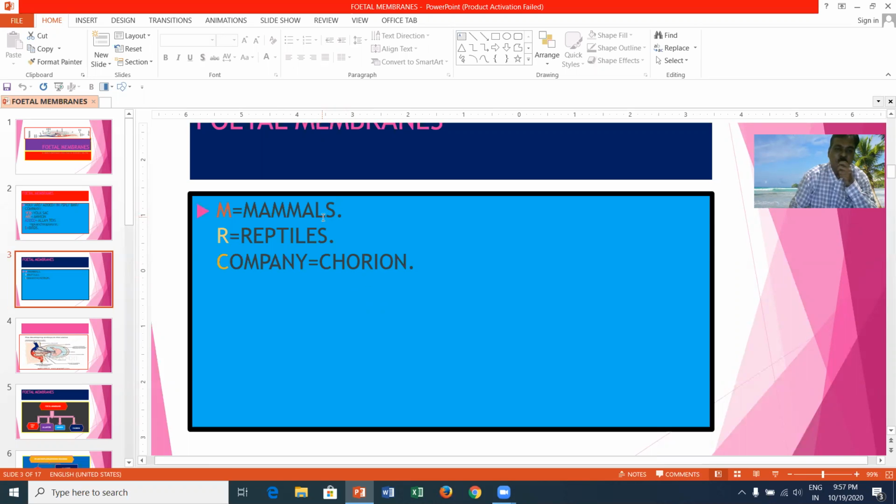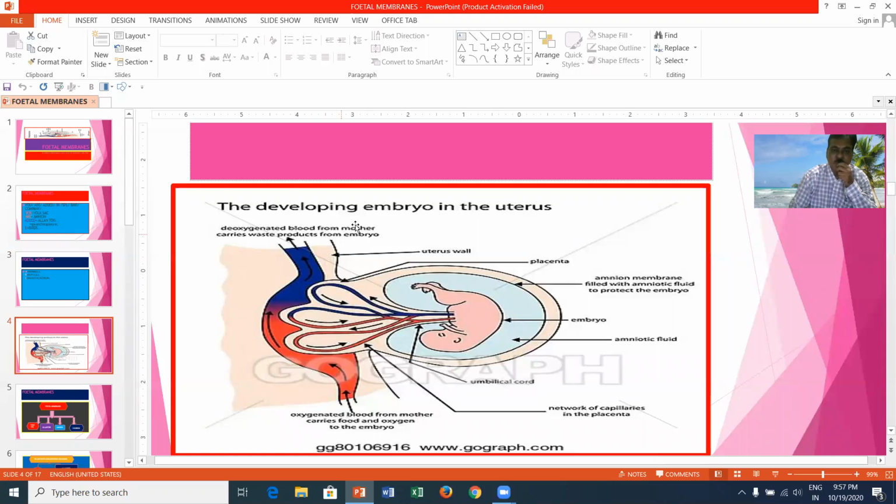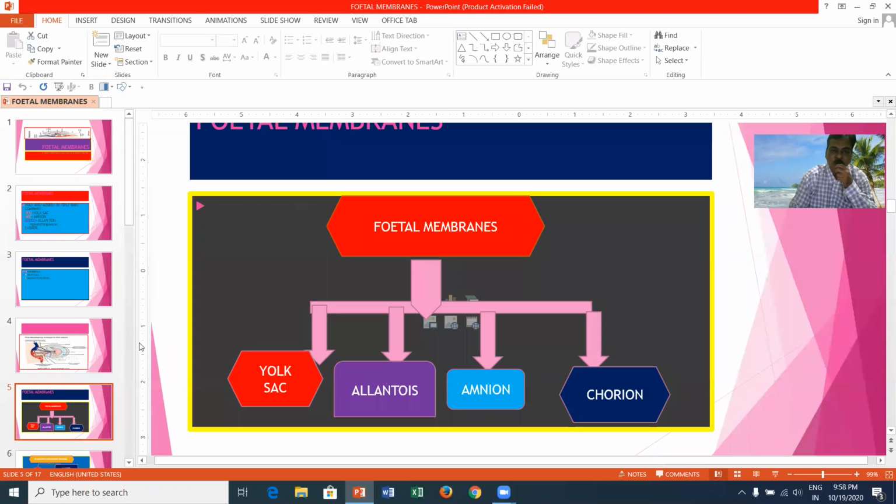Whereas the BMR, the birds, reptiles, and mammals, are rightly called amniotes because they contain the amnion and other fetal membranes. Here you can see the general structure of the embryo. The extra embryonic membranes are developed from the trophoblast of the cell. These membranes are of four types: the yolk sac, allantois, as well as amnion and chorion. You can see one by one how the functions are there.